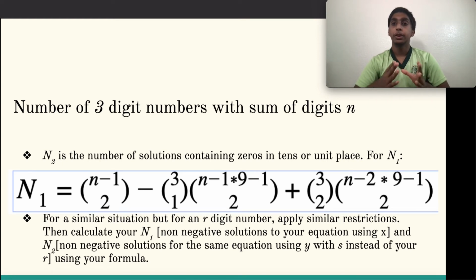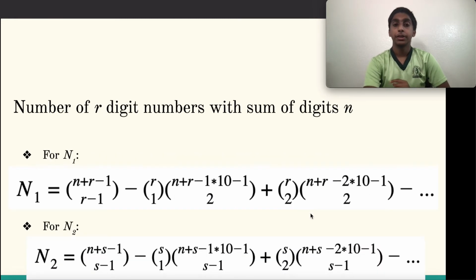Again, we're going to have a divergence here. Our n, the number of ways, is going to be split into 2. Our n1 and our n2. Our n1 are the non-negative solutions to your equation using x, and n2 are the non-negative solutions for the same equation, but you use y and s instead of your x and r. So basically, you're making a new equation for your n2, solving that, and you have your original x equation for your n1, and you're solving that. Then you're going to add everything together. So I have the formulas on the next page.